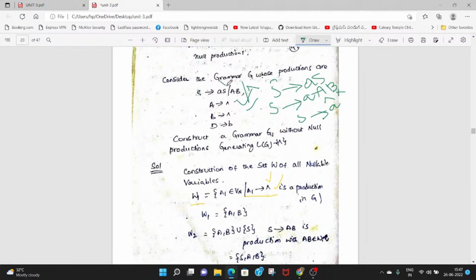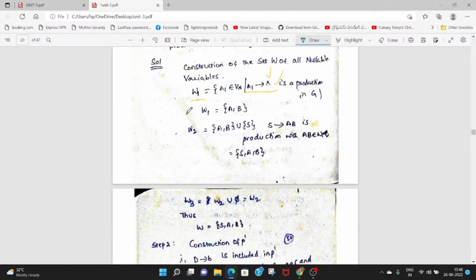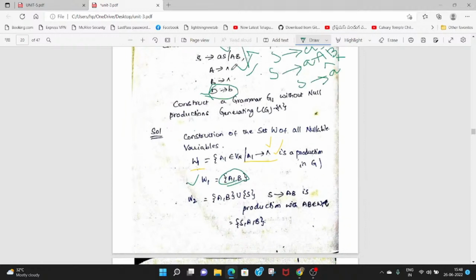Yes or no? If you take this one, it is going to generate a, and if you simply take this one, it is going to generate null. And this is a useless symbol, because this variable I never used anywhere. So you don't bother about useless things here, because that is going to be eliminated obviously, since it is never included in any variable combination. So now in W1 I can include A and B directly. Why? Because A is going to derive null and B is also going to derive null. Because of that reason I am including W1 equals AB here.